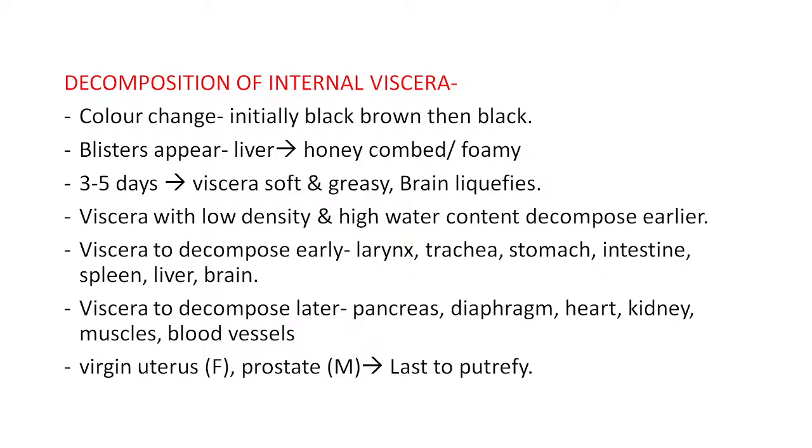Okay. So after maggots, which is called forensic entomology, then how does the decomposition of internal organs occur? Again, color changes are seen in the internal organs. They will initially turn brownish, then blackish at last, right? And sometimes the organs after that will not be identifiable at all.